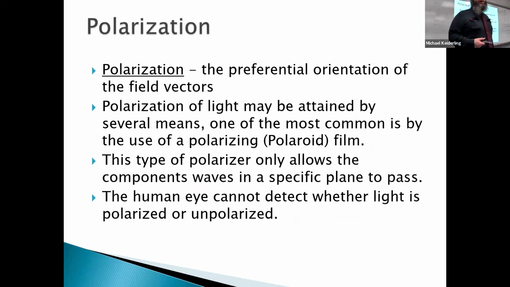So polarization is the preferential orientation of the field vectors. It can be attained via several means. One of the most common is the use of a polarizing film, or Polaroid. You've heard of the Polaroid company. They're called that because they used to make polarizing film. Then they moved on to make cameras.